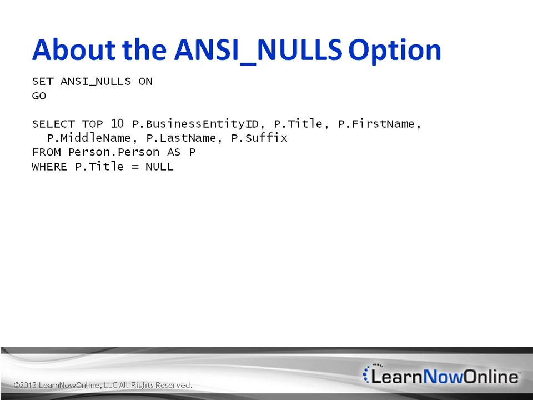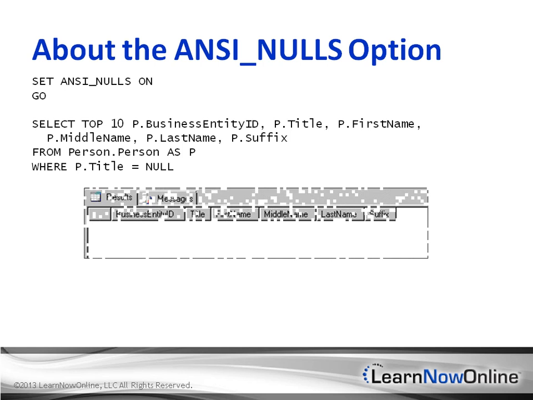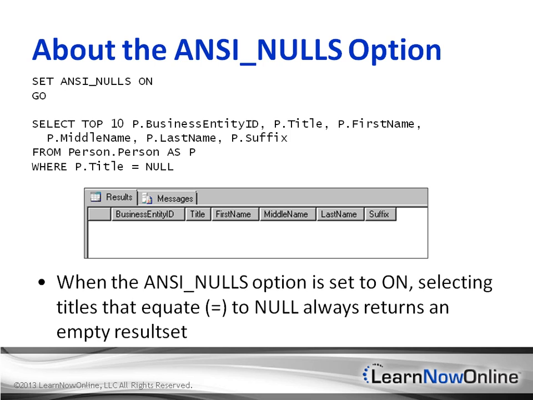So in this little T-SQL segment, we see that we have the ANSI nulls option turned on, and we're asking it to return a set of rows where the title is equivalent to null. And we get an empty result set. When the ANSI nulls option is set to on, when you select anything that is equal to null, it always returns an empty result set because it's not equal to null, it's unknown.